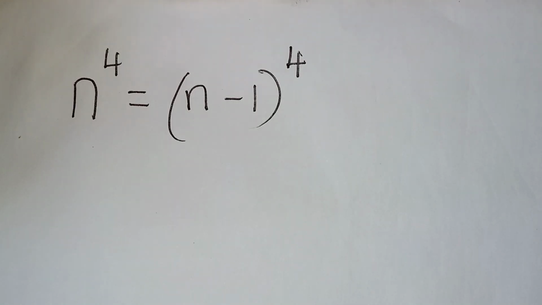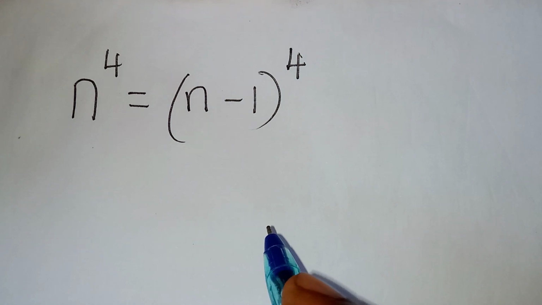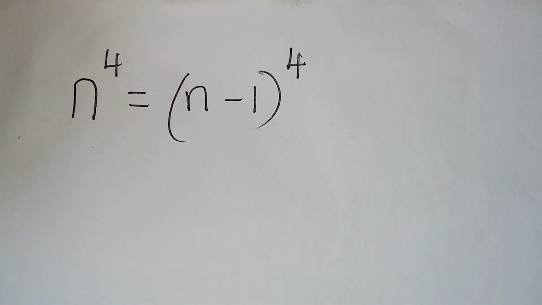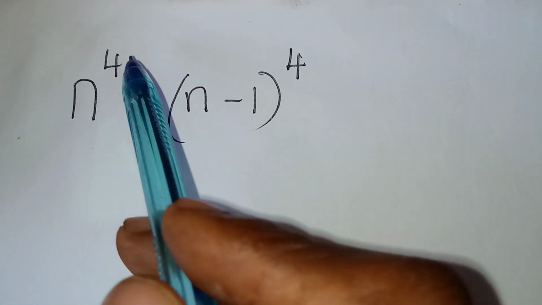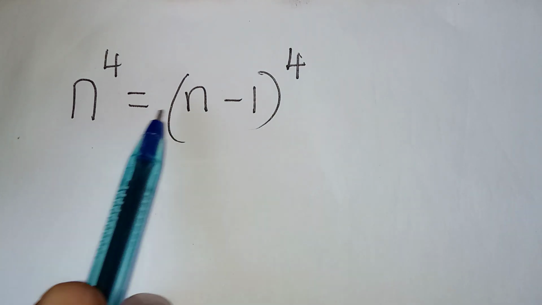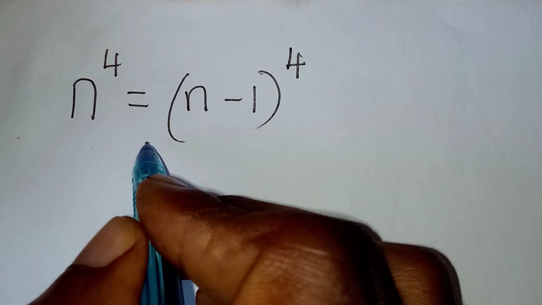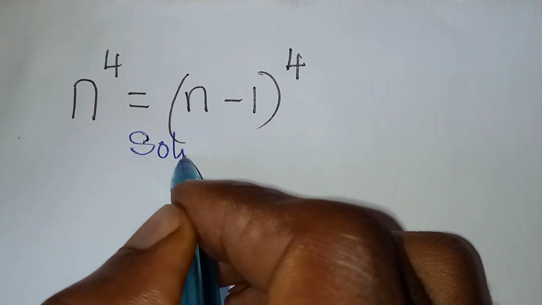Hello everyone. Let's solve this Olympiad Mathematics very quickly. Remember, it will be wrong to cancel out the powers. You can't work with the base alone because it will amount to nothing. Solution.